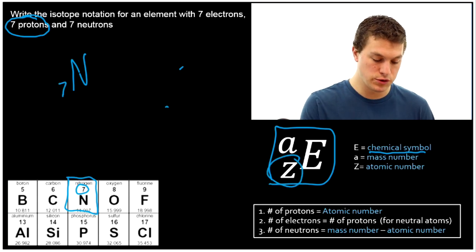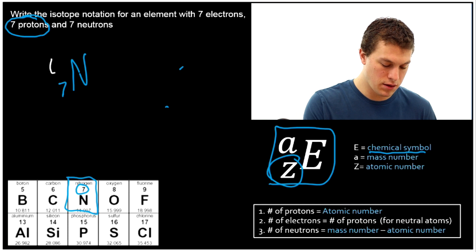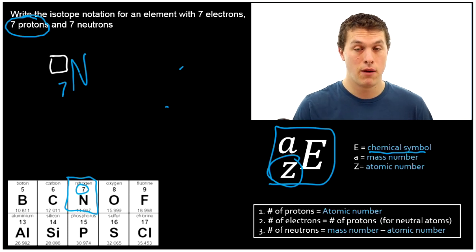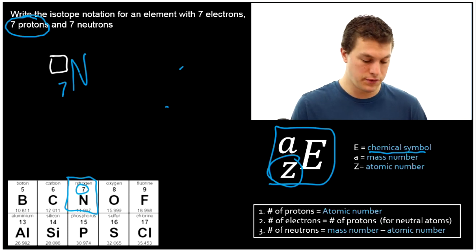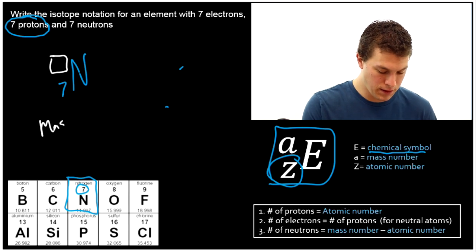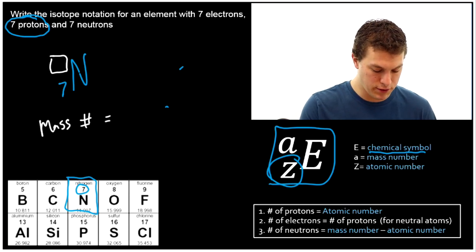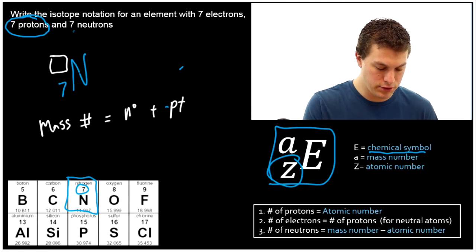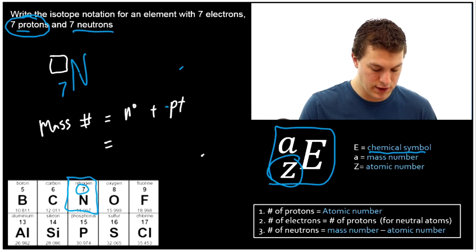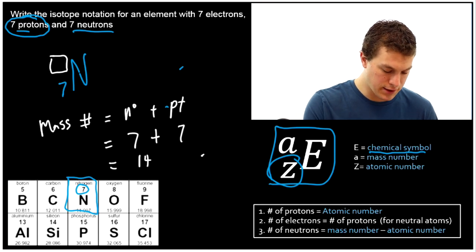So now what we need to do is find out, what should I write up here? Well, I need to write the mass number. And remember, the mass number is equal to the total number of things in the nucleus. So it's going to be equal to the number of neutrons plus the number of protons. Well, we're told here that there are 7 neutrons and 7 protons. And so that means my mass number is going to be equal to 7 plus 7, or 14. And so that's actually what I should write up here. So that's going the other direction.